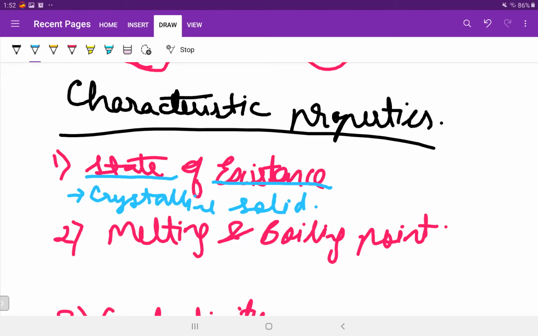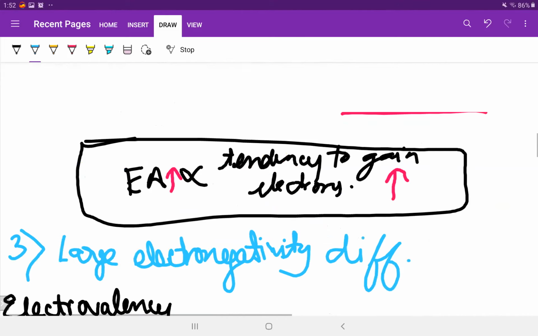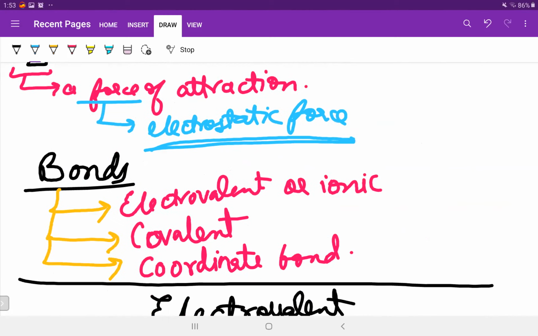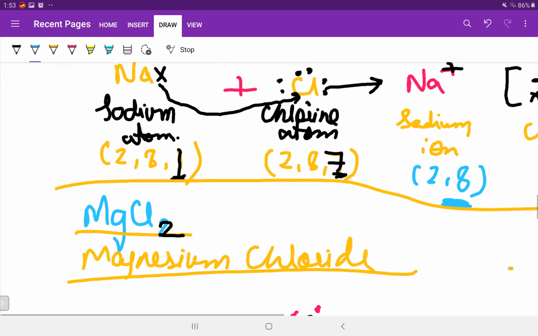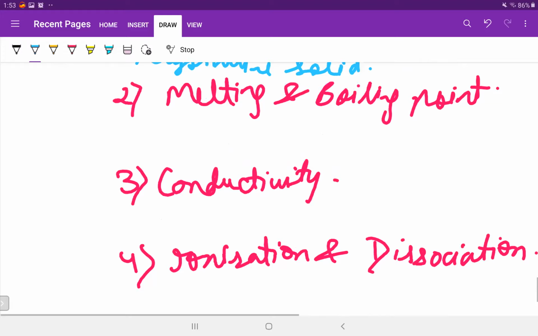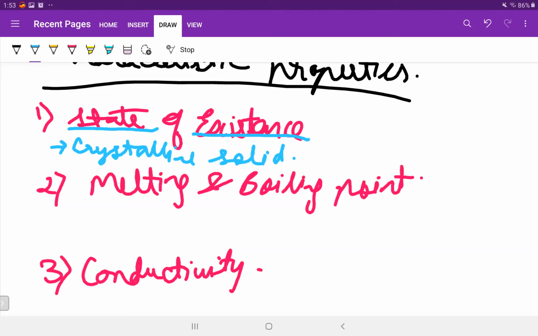If you are asked in the examination why they are crystalline solids, you'll write: because of the presence of strong electrostatic force of attraction. I've already told you in the beginning what type of attraction is there. Electrostatic force. So because of the strong electrostatic force of attraction, they are crystalline. They are oppositely charged, that's why they have a very strong bond and hold together with a very strong attractive force.